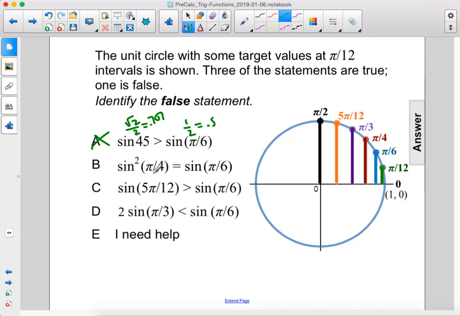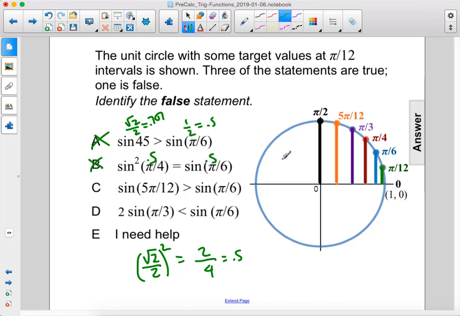Here we have sine of pi over 4 squared equals sine of pi over 6. Pi over 4 is 45 degrees. The sine of pi over 4 is 0.707, or the square root of 2 over 2. So if we square that, that is 2 over 4, which is 0.5. Sine of pi over 6 is also 0.5, so this is true.